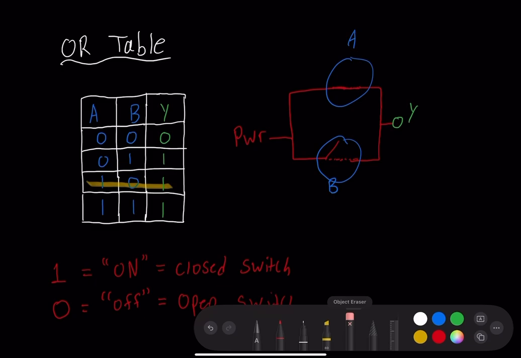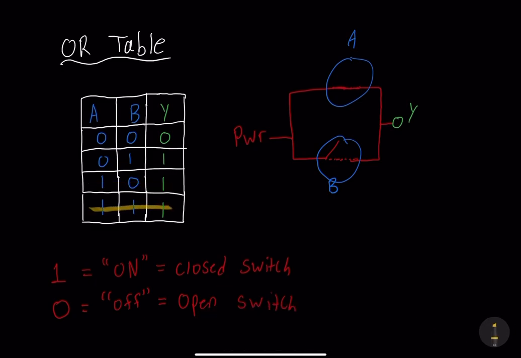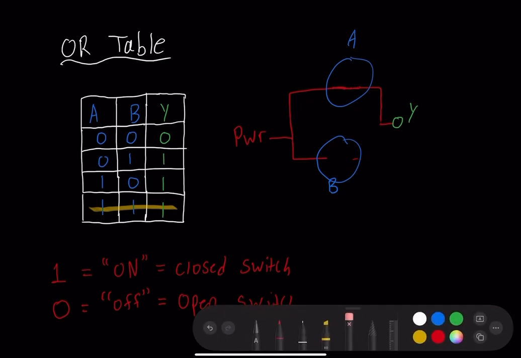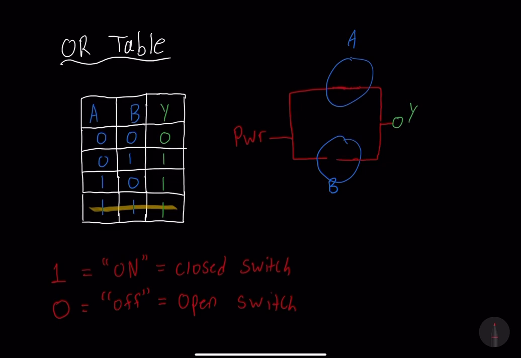Now, looking at the very last row where both A and B are equal to 1, that means both switches are closed. And because both these switches are closed, it has two paths available to each reach Y. As long as there is one path, this will always work. So A and B equaling 1 will result in the output Y also equaling 1.